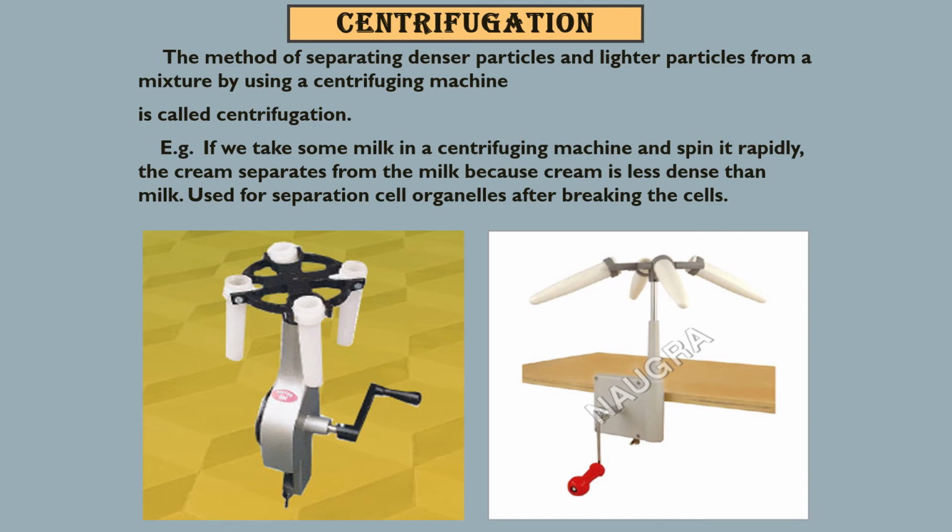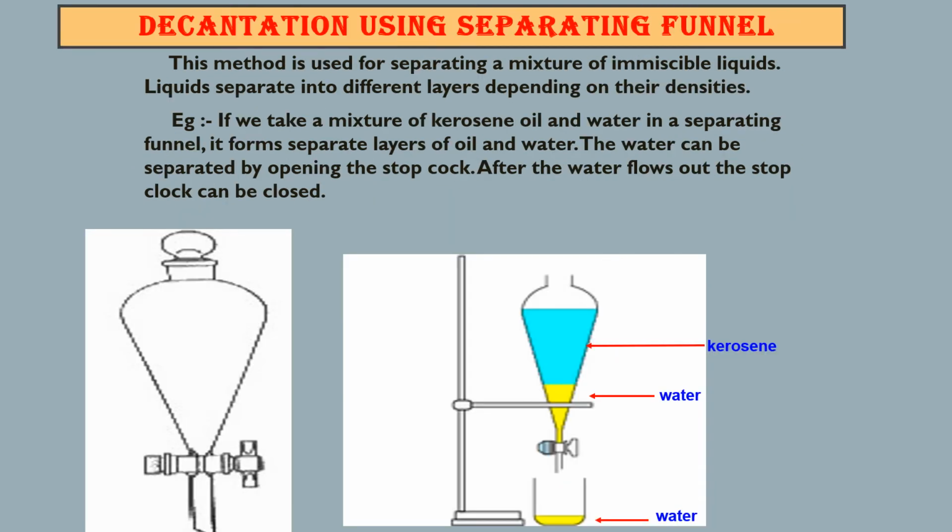Right. So this is centrifugation. The method is used for separating particles depending on their density by running at very high speeds. Let us go into the next method, decantation using a separating funnel.